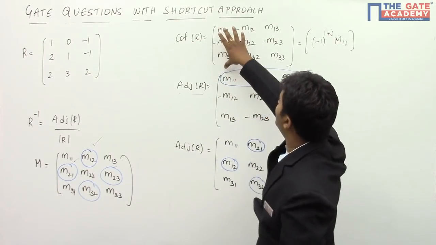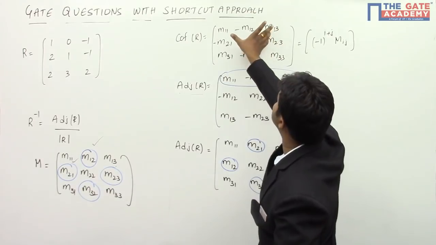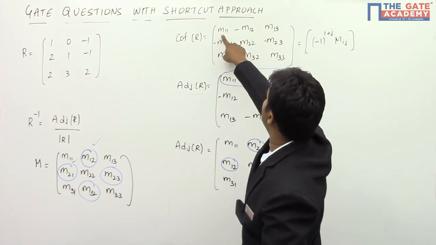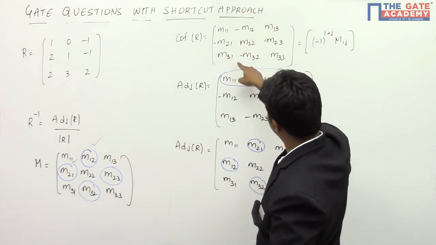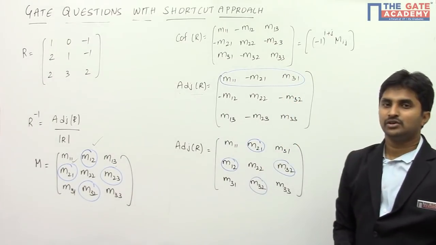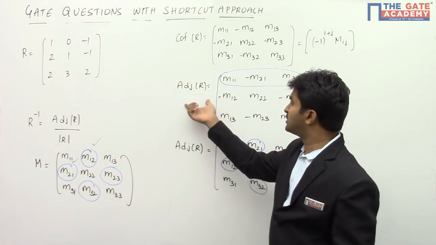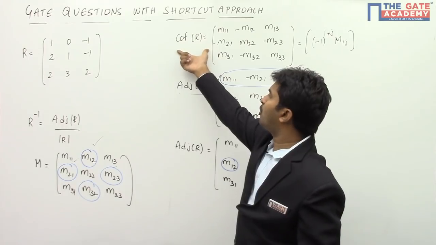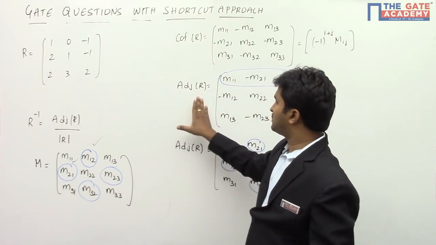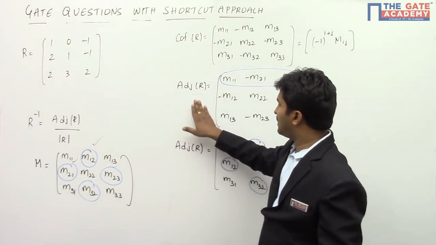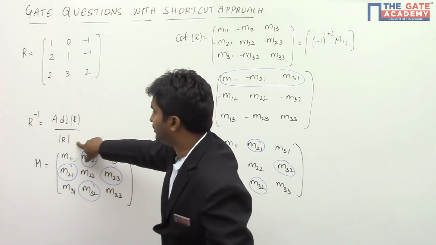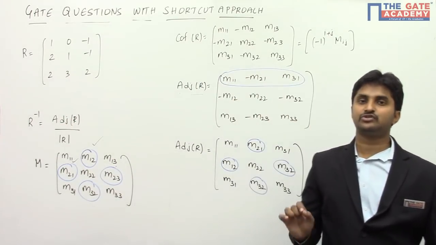It is nothing but interchanging the rows and columns. So a row becomes a column, and a column becomes a row. So M11, minus M12, M13 now comes in the column. Interchanging of rows and columns is nothing but the transpose. So applying the transpose on the cofactor matrix gives the adjoint. That is how we find the adjoint matrix. So adjoint divided by the determinant of R is going to give you the inverse of the matrix.